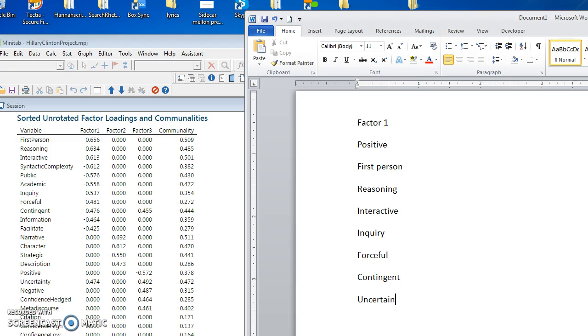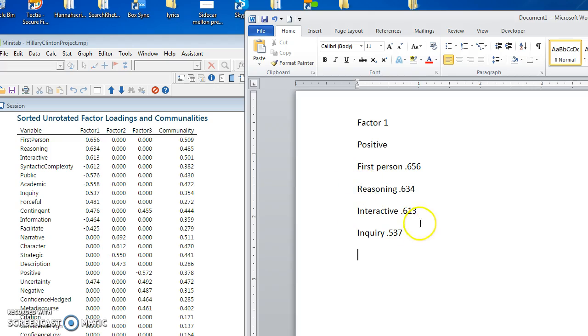So we may want to just focus our attention mainly on the ones that are the largest. First person is 0.656 right here, and reasoning is 0.634, and interactive is 0.613. By the time we get to inquiry, you get to 0.537, and let's stop there. So let's just call it positive.